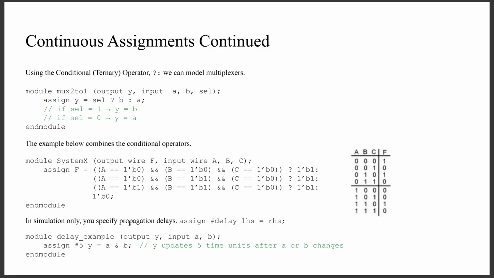We can also use delays, in simulation only. So in the module delay example, we say Y updates 5 time units after A or B changes.